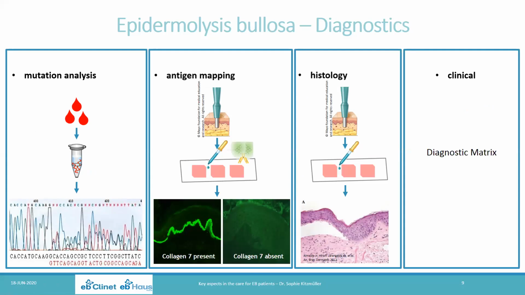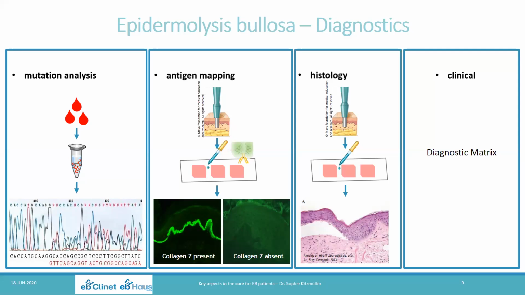So the gold standard for diagnostics in epidermolysis bullosa is mutation analysis, where you take blood, or nowadays even buccal cells from a simple swab. You isolate the DNA and do sequencing on it. And with this, you clearly see where the mutation is located, and you definitely can say which subtype it is, because with every mutation, a subtype is associated. We know that mutation analysis is not available in all countries.